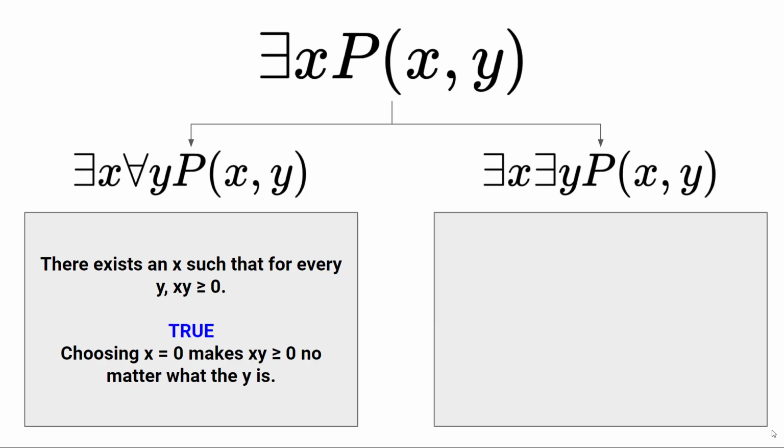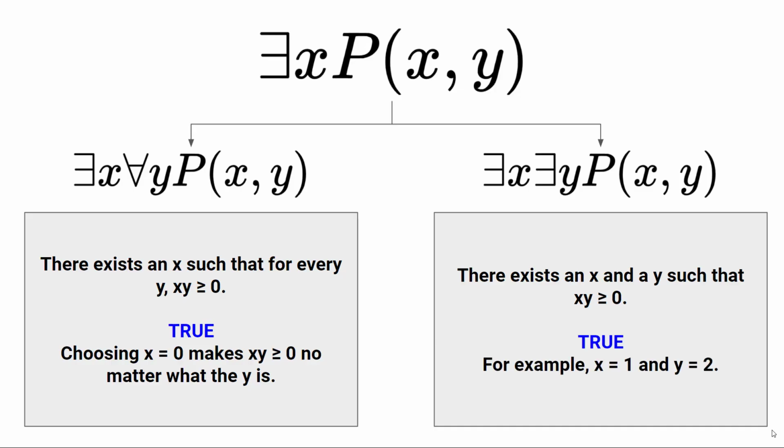There exists an x and there exists a y such that P of xy is true is also a true statement, because I can certainly find an example of x and y where x times y is bigger than or equal to 0. For example, x equals 1 and y equals 2. So given a two-variable predicate, P of xy, there are at least four possible ways to quantify it, one for each combination of quantification of x and y. Each way has its own truth value that it's our job as mathematicians to explain why the truth value is true or why it's false.